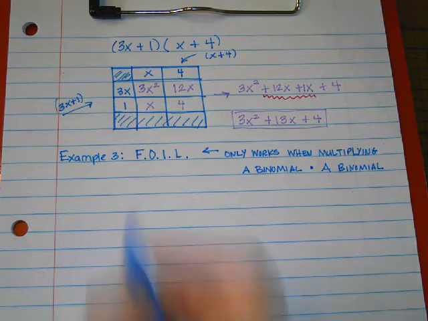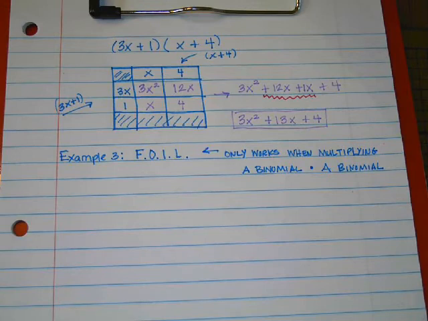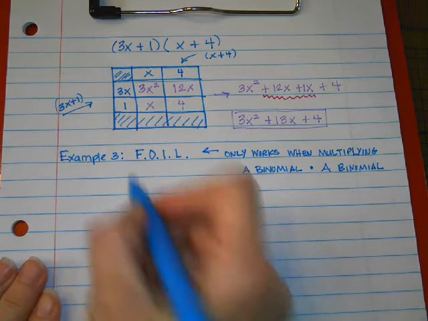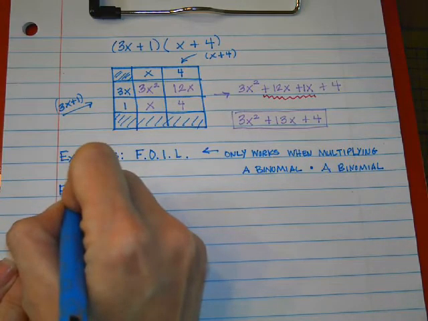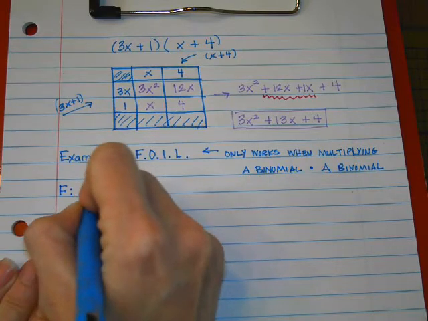So for FOIL, each of these letters stand for something. It's kind of like an acronym. So we're going to teach you. So F stands for first terms.